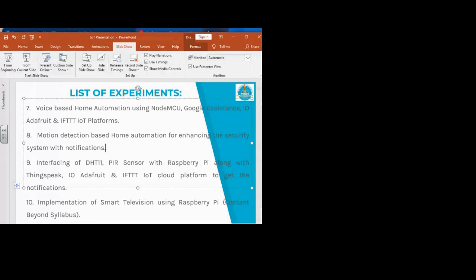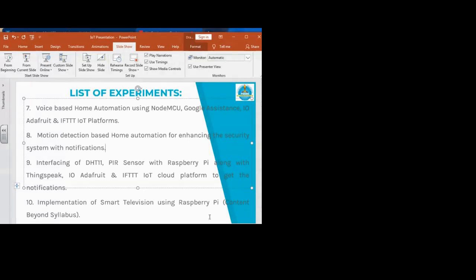For detecting the motion, we can use which sensor? Yes? Anyone? I think in your mini project you might have studied motion detection sensors.